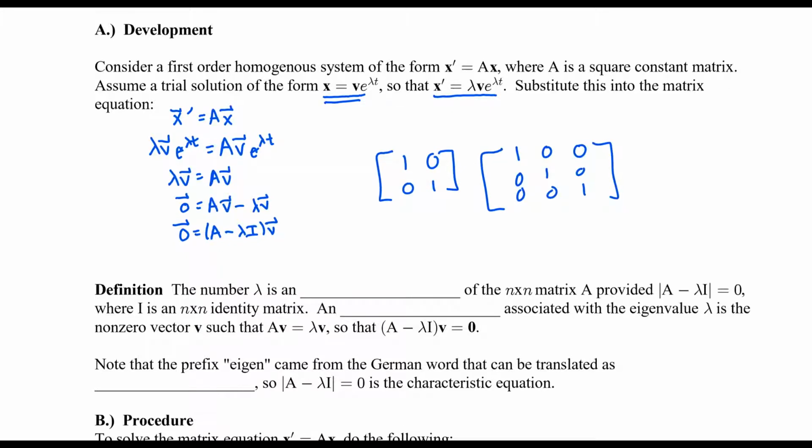The reason that we're using that is because now the operation A minus lambda I is defined. This is an n by n matrix, and this is an n by n matrix. So what we have here is a matrix equation.